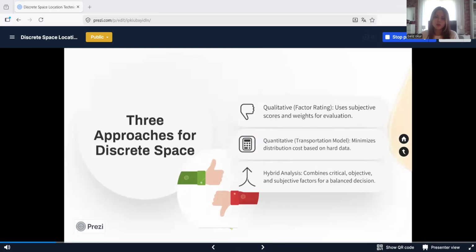When you have your list of candidates, how do you pick? We generally use three approaches. First is the qualitative approach, like a factor rating. This is subjective. It relies on scores, feelings, and expert opinion, mostly expert opinion. Second is the quantitative approach, like the transportation model. This is all about hard numbers, usually minimizing distribution costs. And finally, hybrid analysis. This is the sweet spot where we combine objective math with subjective factors for a truly balanced business decision.